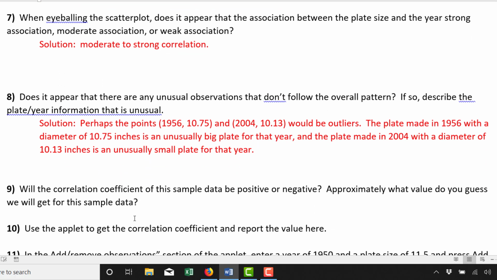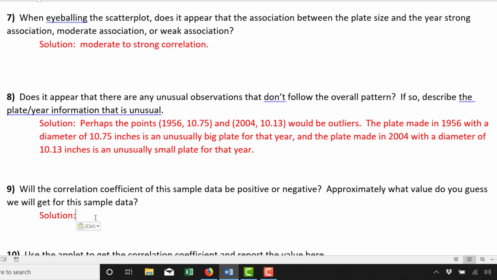So will the correlation coefficient be positive or will it be negative? Since we think the data is increasing, it will be positive. And approximately what value do I guess? Okay, this is my own guess. I am just going to guess 0.7.